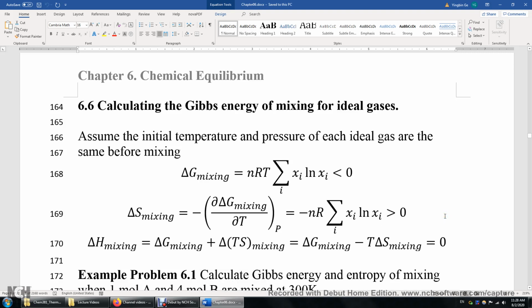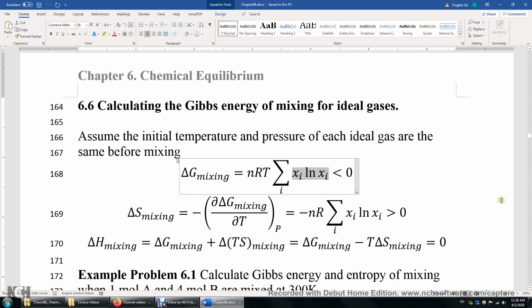Section 6.6 Calculating the Gibbs energy of mixing for ideal gases. Assume the initial temperature and pressure of each ideal gas are the same before mixing, and then the Gibbs energy of mixing is simply nRT times the sum of xi times Ln(xi).